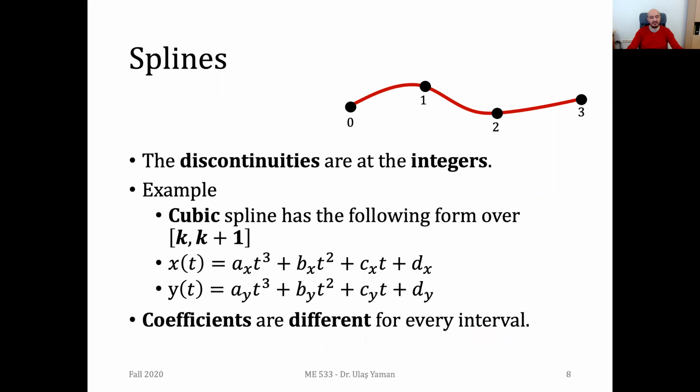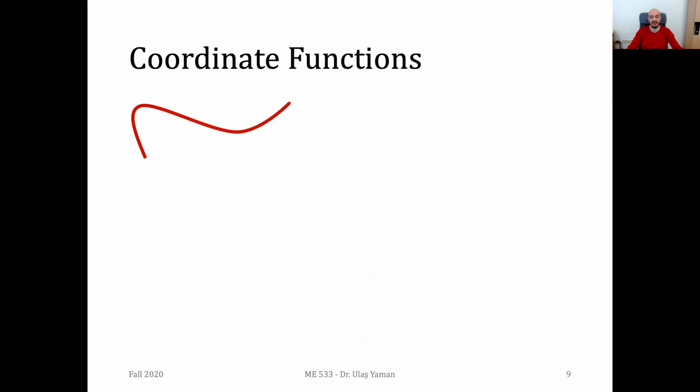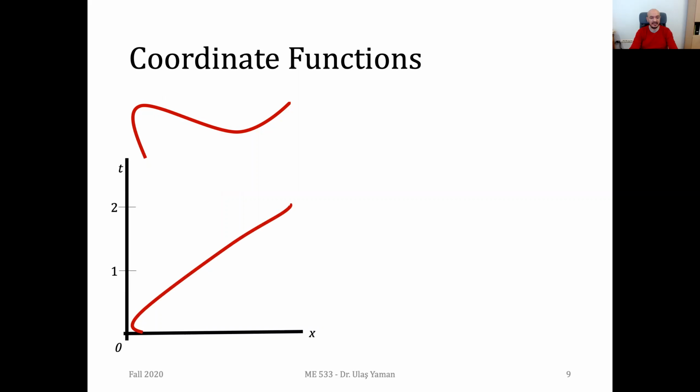And obviously, we may have different coefficients for each interval. Now let's focus on some coordinate functions. Assume that this is our spline. And now we are going to represent it with just x coordinates and y coordinates. So this is the x coordinate function, and it's just representing the x values.